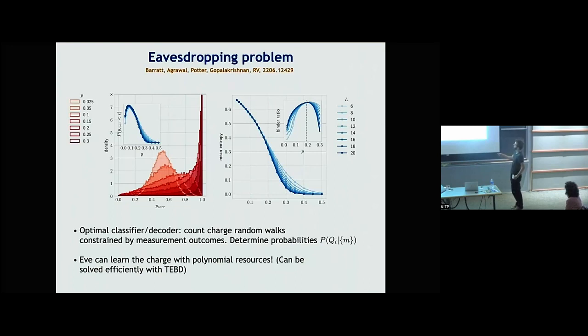So very briefly, this is the probability of the correct label. So you have 2 charges. What the classifier is computing is the probability of each charge. At small measurement rates, it's basically 50-50, whereas as you crank up P, the correct label ends up having very high probability, and you pick that one. This is the entropy of the distribution of those 2 outcomes, and it going to 0 means that you make a very confident decision. And so this is like an order parameter for this transition. So Eve can learn the charge with polynomial resources.